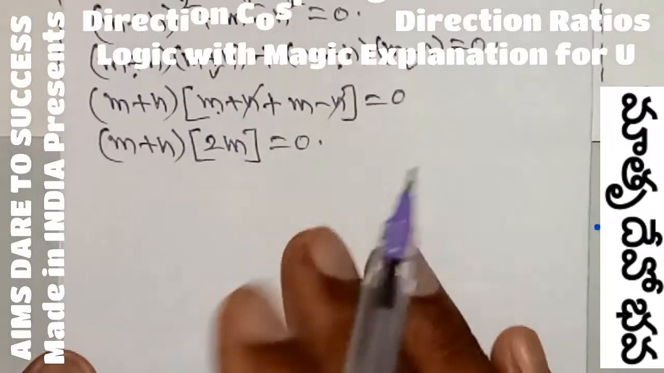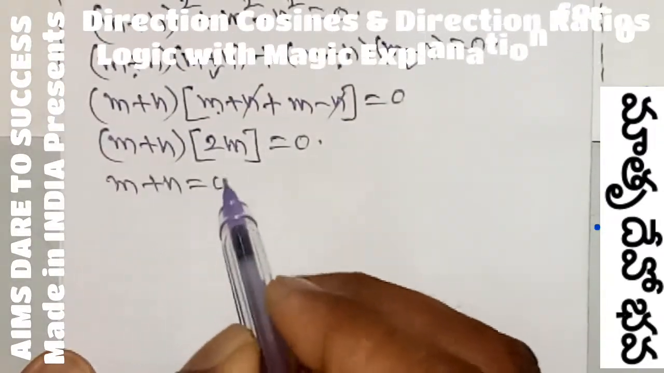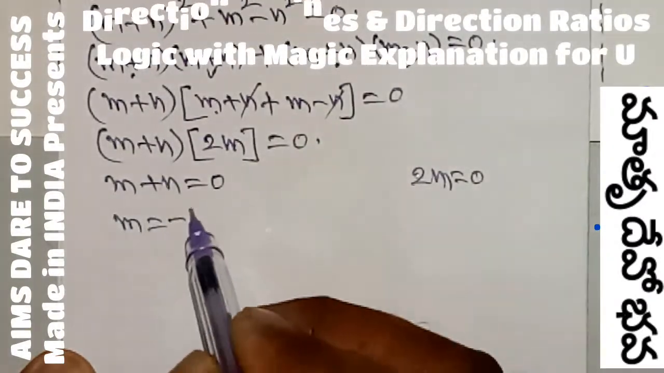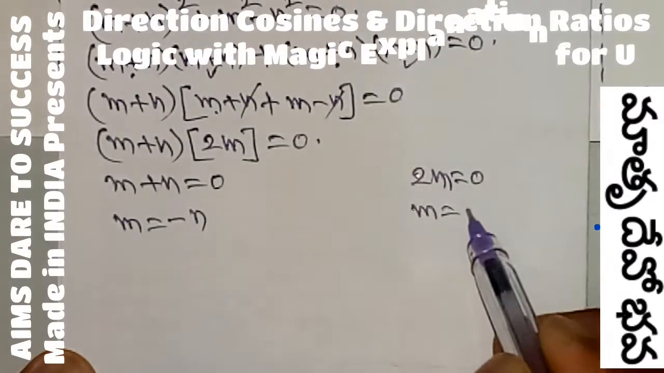Here, from the two bracket values, you can take two cases. Case 1: m plus n is equal to 0. Second case: 2m is equal to 0. From the first case, m is equal to minus n. From the second, m is equal to 0 by 2, which is 0.